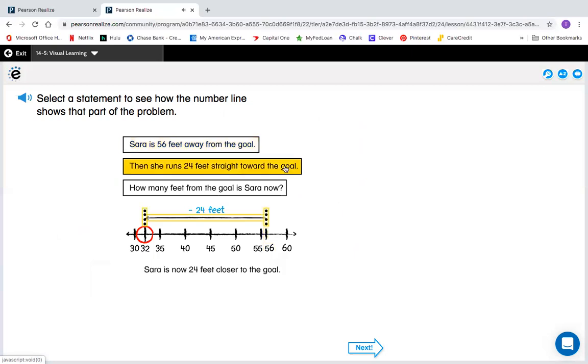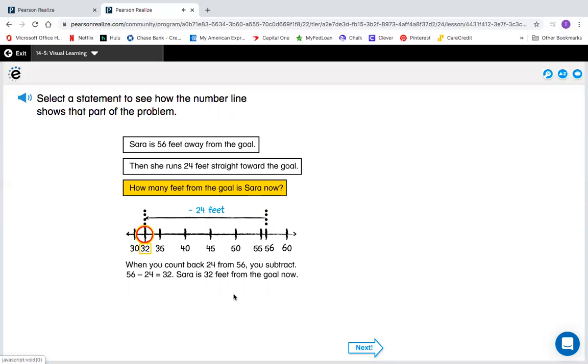Sarah is now 24 feet closer to the goal. So she ran all the way out to get to 56 feet from the goal, and then she ran back this way towards the goal 24 feet. When you count back 24 from 56, you subtract. 56 minus 24 equals 32. Sarah is 32 feet from the goal now.